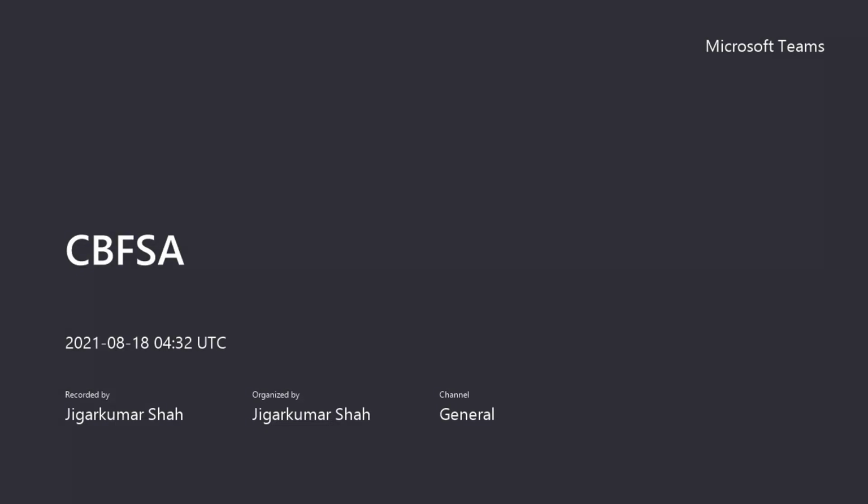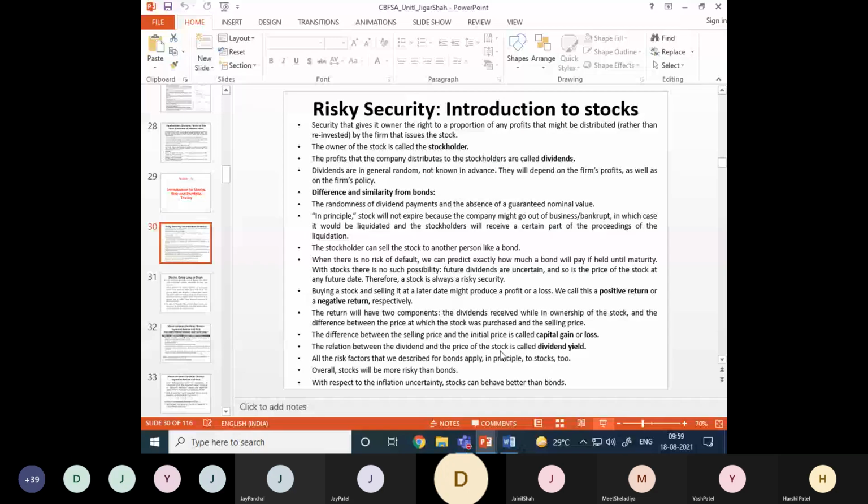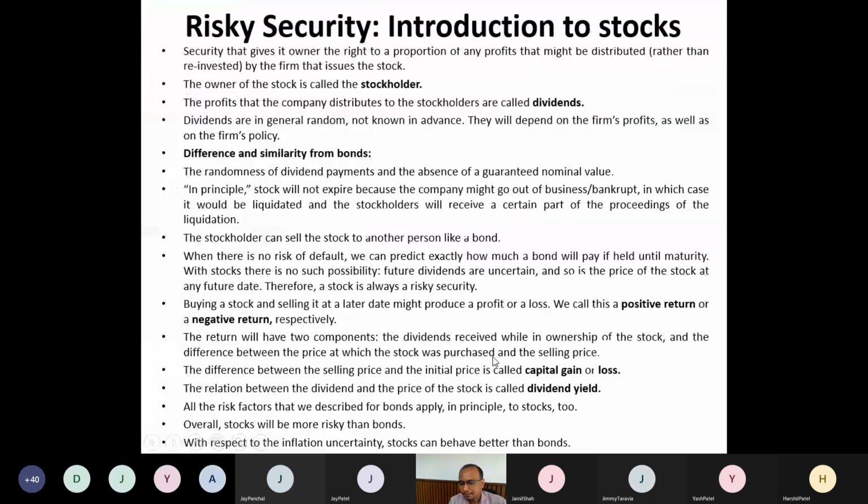So I hope you have done a practice for what I introduced in the previous two lectures. Now, before the MATLAB session, we were at the risky security and we introduced the stocks, right? Which can generate a positive or negative return. It generates two types of returns, the dividend and the capital gain. OK, so that we have seen.